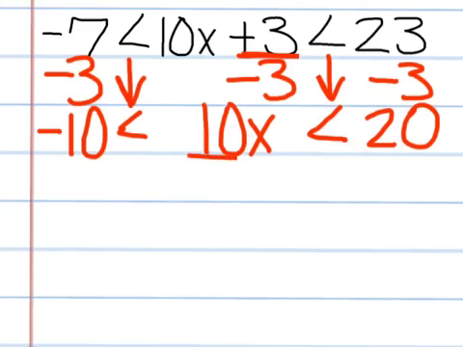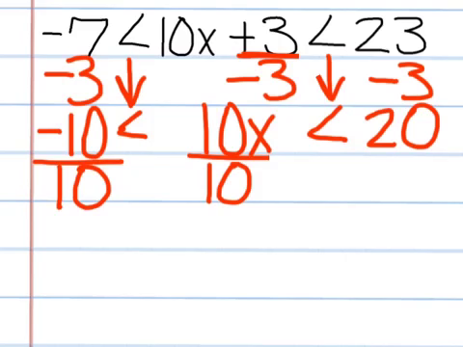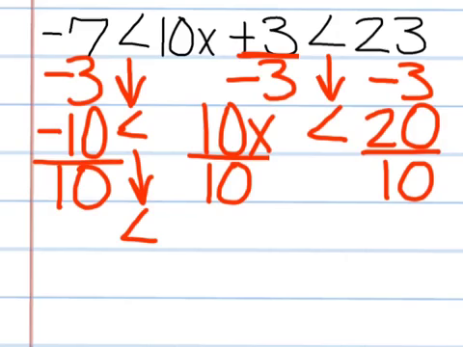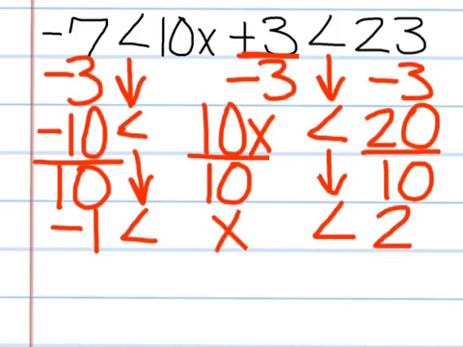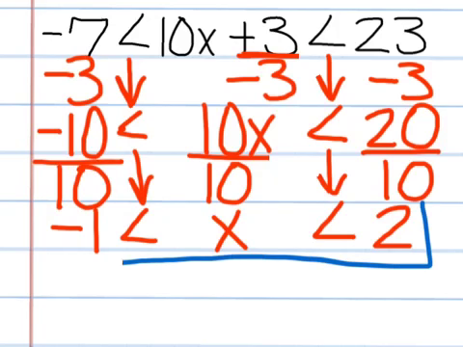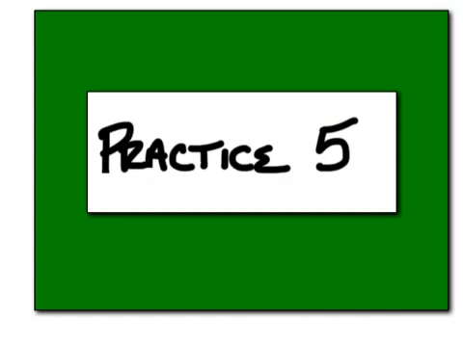Okay, what do we need to do next? Divide by 10. Divide by our coefficient. Our x is not by itself yet. If it has a coefficient next to it, we need to divide by it. It's a positive 10, so we do not need to switch our inequalities this time. We just need to bring them down. Negative 10 divided by 10 is negative 1. In the middle, we'll just have x. And on the right, 20 divided by 10 will give us 2. So that is going to be our final answer. Our x is by itself now.